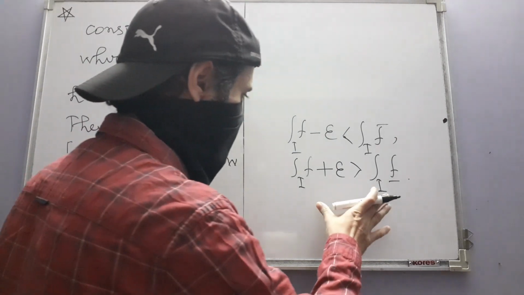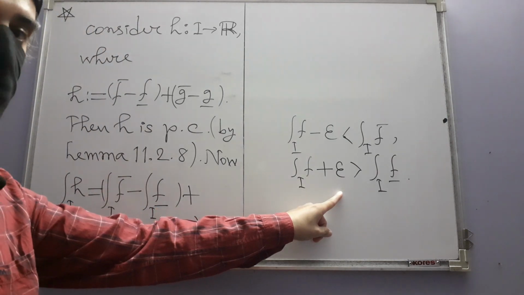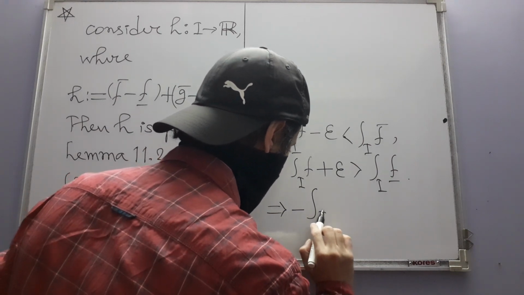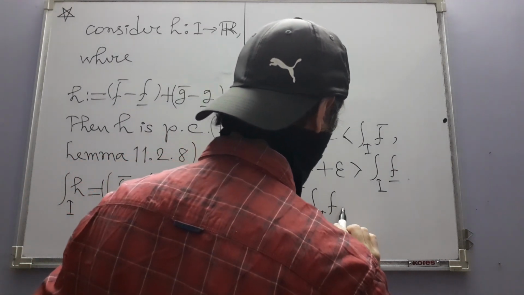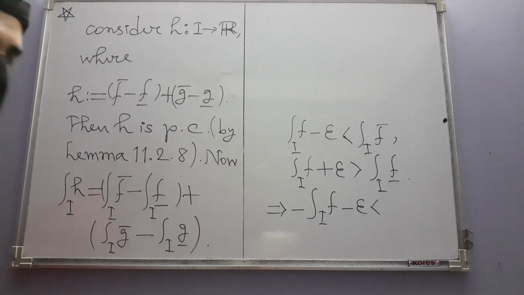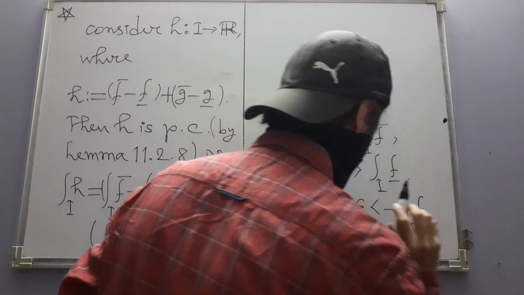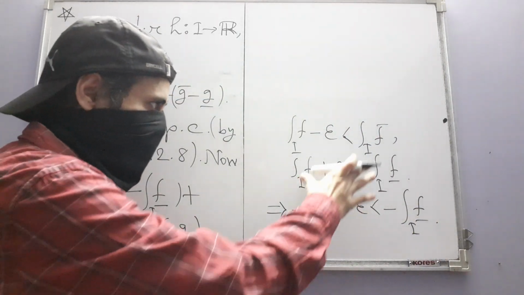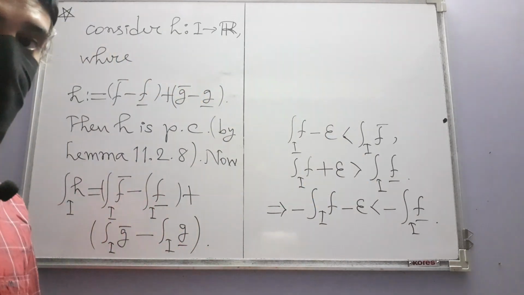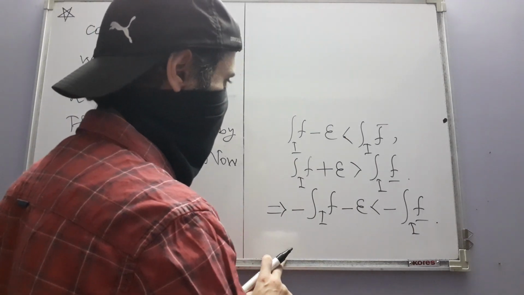Now let us multiply both sides of this inequality, this one, by minus 1. So that will give us what? Minus integral of f minus epsilon, because we are multiplying by minus 1, so the inequality will get reversed, minus integral of f underscore over I. Now we can add this inequality and this inequality in this manner. After writing them in this manner, we can add them. Now if you add, what are you going to get?